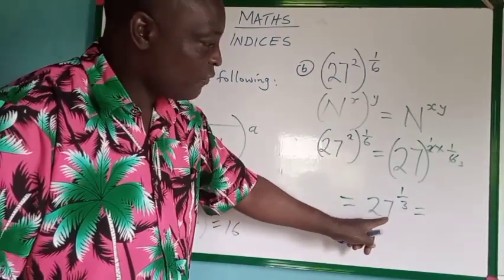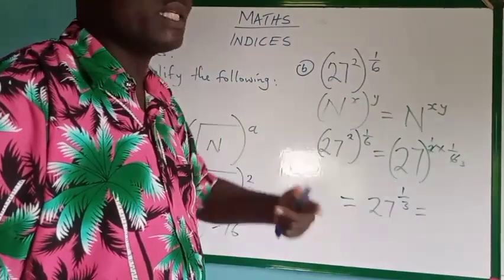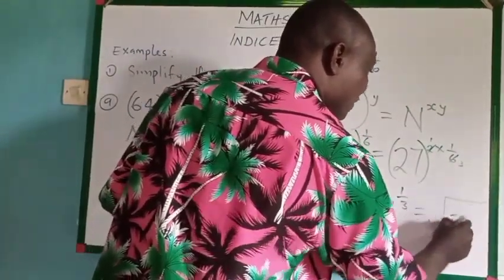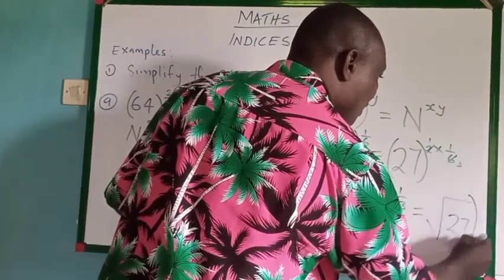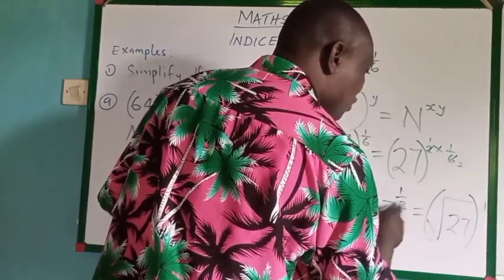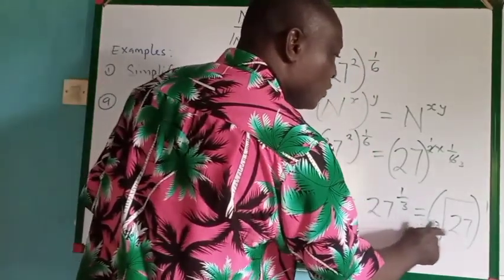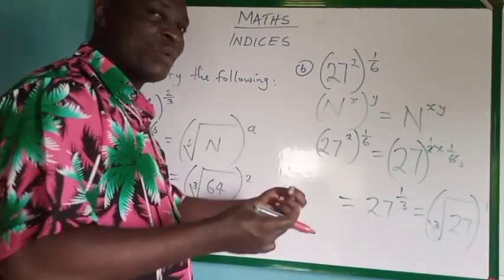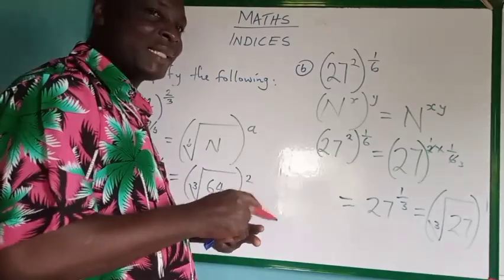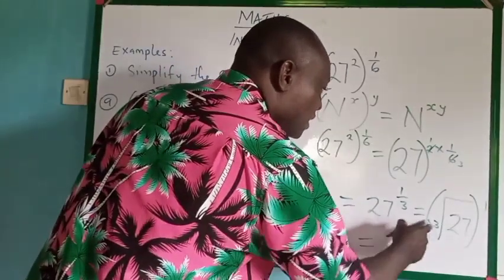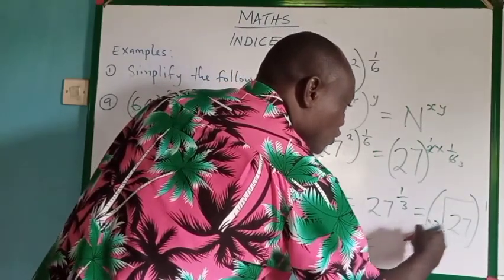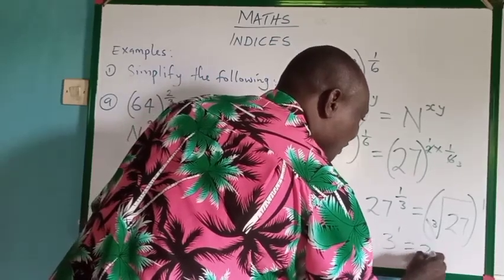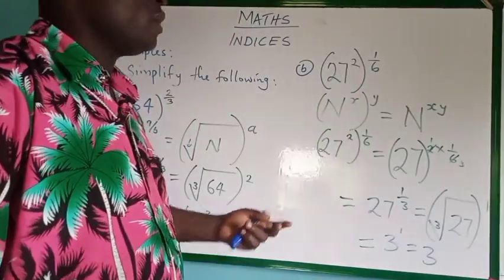Remember, it is now a fraction. So for me to get a final value, because it is a fraction, what do we do? We introduce roots. So it will now be 27, raised to power 1, and the denominator becomes 3. So what is the third root of 27? The third root of 27 is 3, because 3 times 3 times 3 will give us 27. 3 times 3 is 9, and 9 times 3 gives us 27. So 27 raised to power 1 over 3 becomes the third root of 27, which is 3, raised to power 1, which is the same thing as 3. So that is how it is operated.